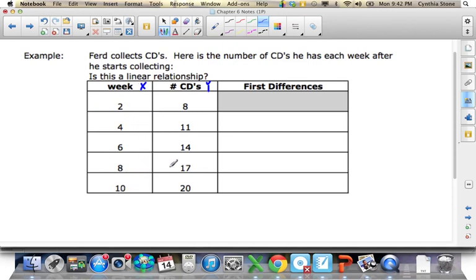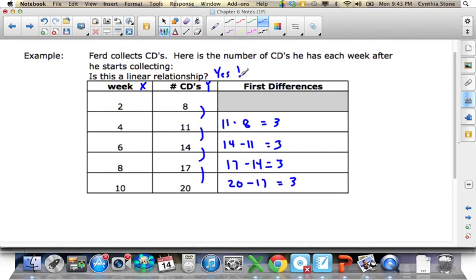We can do first differences. And so all you do is you say, okay, between these two, you go 11 minus 8. And again, it's 3. 14 minus 11. And so on. Pretty much if you do it for about 2-3 sets of data, you don't need to do it for every single set in the table. If it works, basically if it works for 2, it's going to work for them all. But for the sake of argument, we'll do it for every one. So, yes, it's linear because my first differences are constant. Okay?